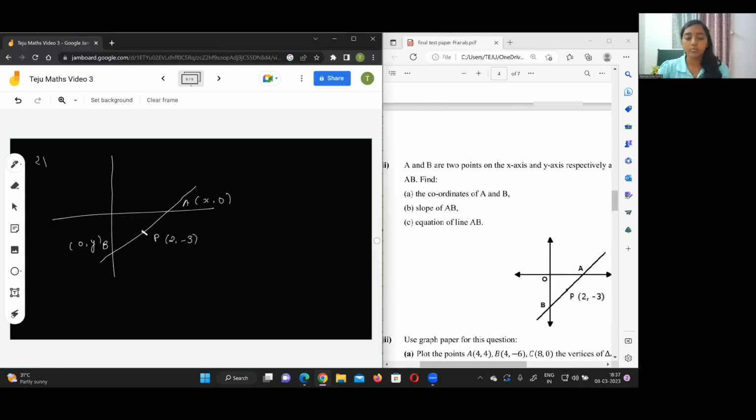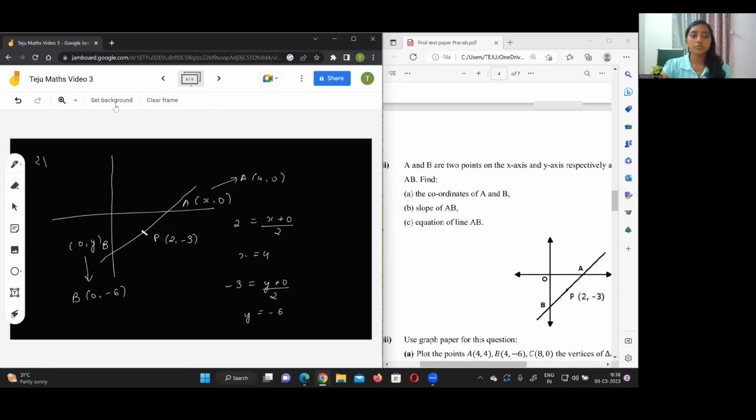So we need to be using the midpoint formula. The midpoint formula is basically x1 plus x2 by 2. So in this case, 2 will be equal to x plus 0 by 2, which comes to x is equal to 4. And so this is nothing but A 4, 0. And minus 3 is equal to y plus 0 by 2. So y is equal to minus 6. So what we get is that B is nothing but 0, minus 6. So this is the first bit, the coordinates of A and B, which we have found.